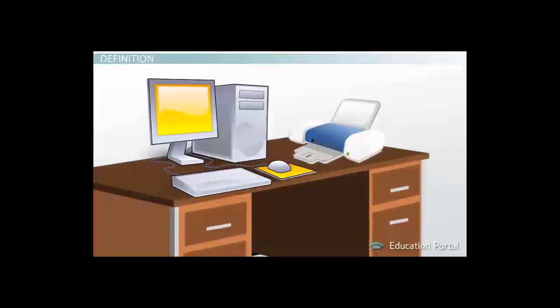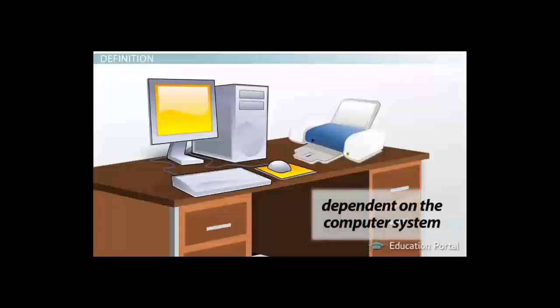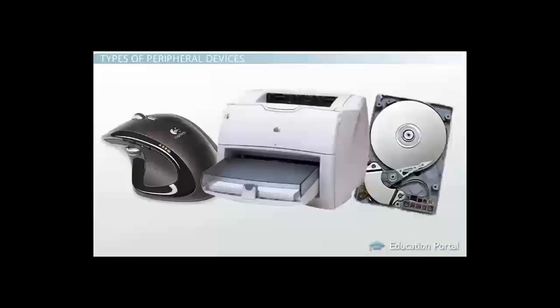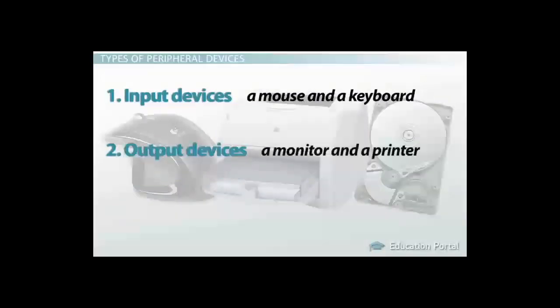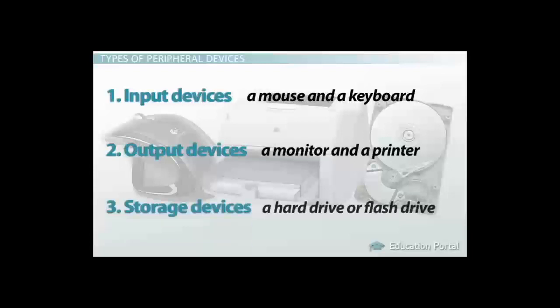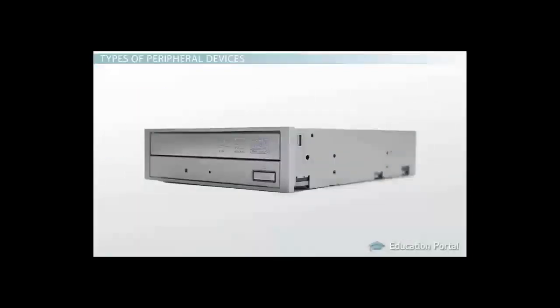In another way, look at peripheral devices as dependent on the computer system. For example, most printers can't do much on their own, and they only become functional when connected to a computer system. There are many different peripheral devices, but they fall into three general categories. Input devices such as a mouse and a keyboard, output devices such as a monitor and a printer, and storage devices such as a hard drive or a flash drive. Some devices fall into more than one category. Consider a CD-ROM drive. You can use it to read data or music, that is input, and you can use it to write data to a CD, that's output.